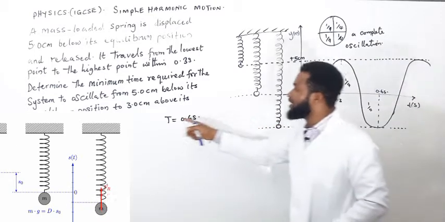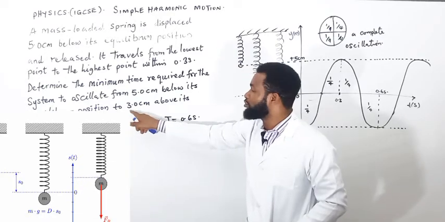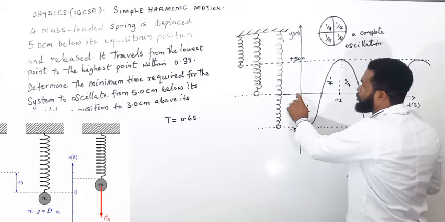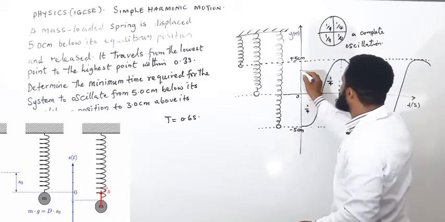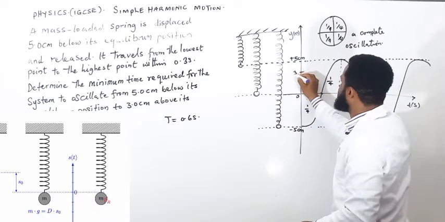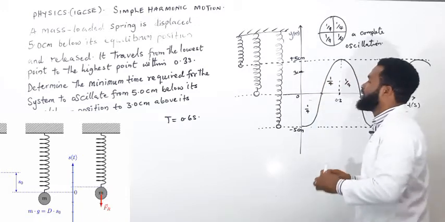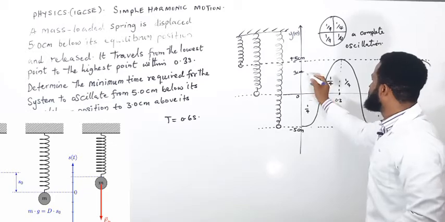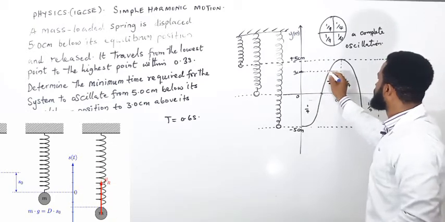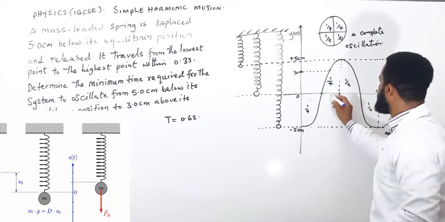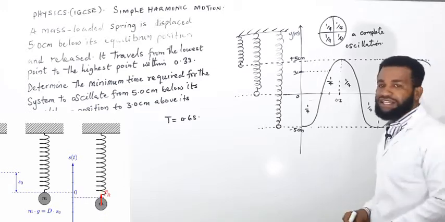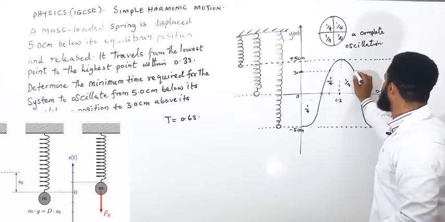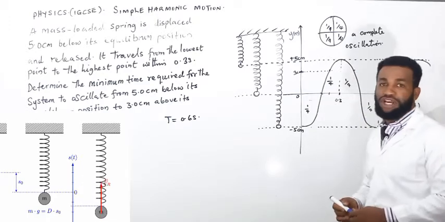So now they want me to find the time when it has gone 3 centimeters above its equilibrium. If this is the equilibrium position, at this point we may say that something like this is going to be 3 centimeters. All right? Now, what will be the time at this point? Maybe at this point, what will be the time recorded? That is what we want to look at. Maybe at a point here, that is what we are going to look for.